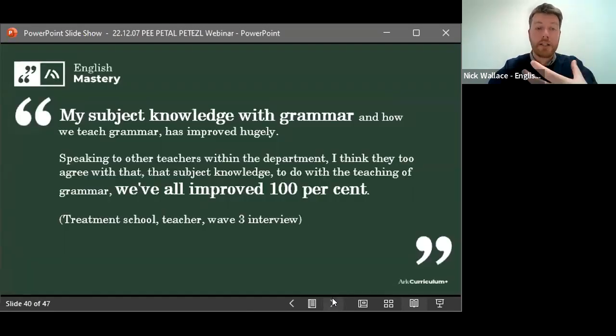And this is what a teacher said about our writing program. My subject knowledge with grammar and how we teach grammar has improved hugely. Speaking to other teachers within the department, I think they too agree with that. The subject knowledge with teaching grammar, we've all improved 100%.